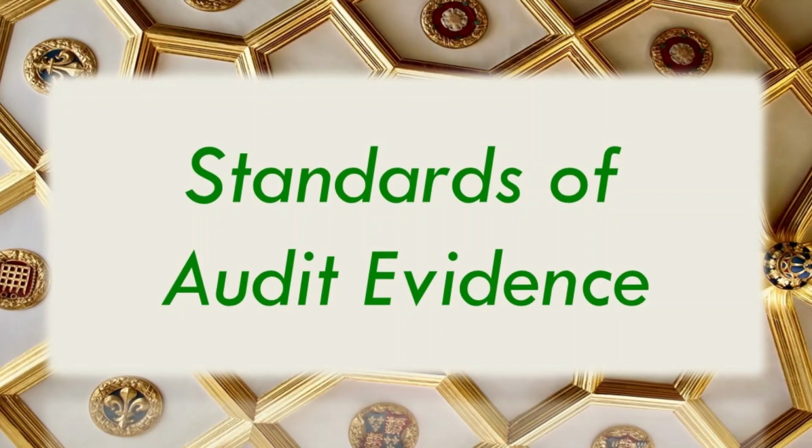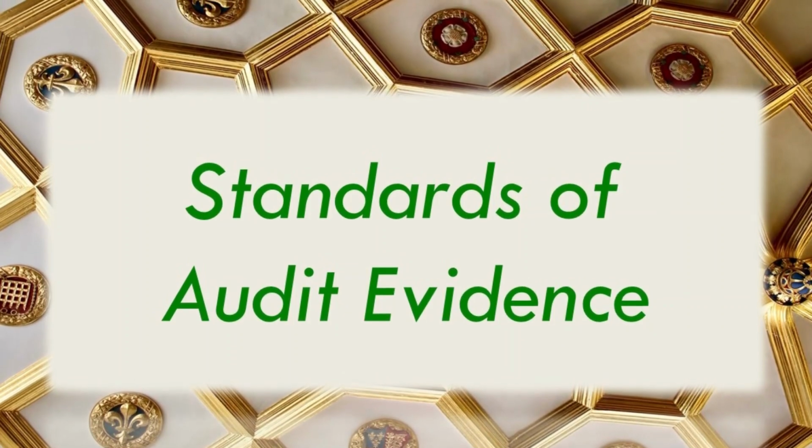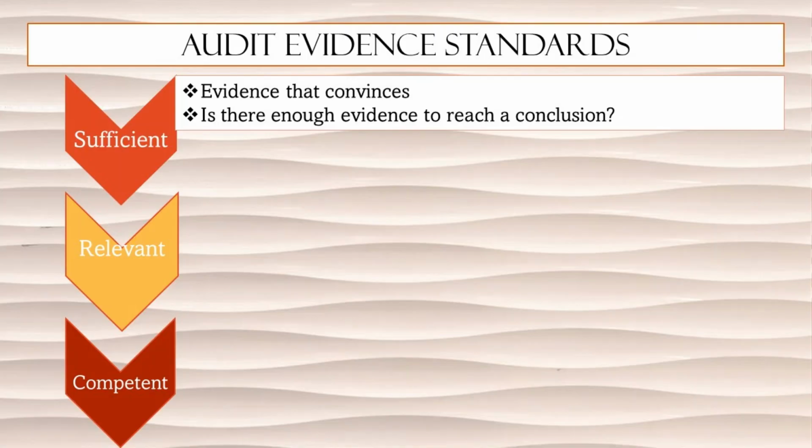Now, let's talk about evidence and audit evidence that we obtain. So when conducting audits, it is vital for internal auditors to obtain sufficient, relevant, and competent evidence. These are the standards for audit evidence. Evidence should be sufficient, which means we should obtain supporting documentation that is convincing. There should be enough evidence to support our findings or conclusions or observations. So when you hear sufficient, think about the quantity of evidence.